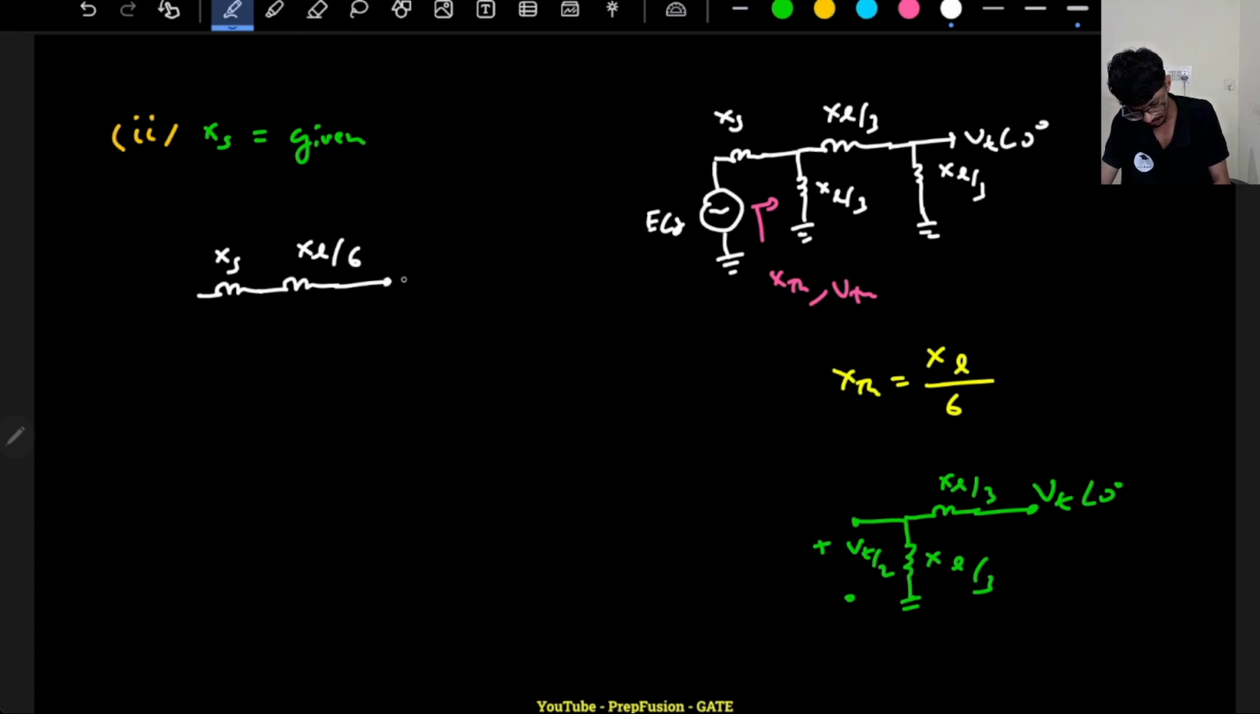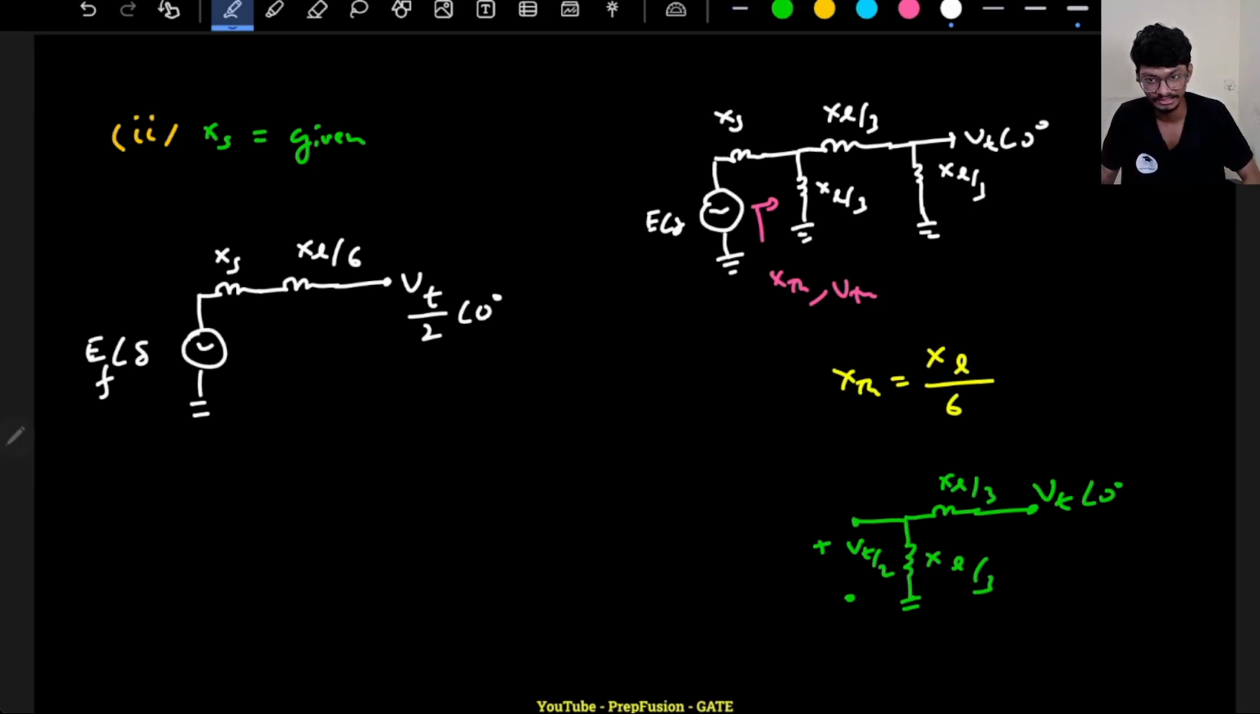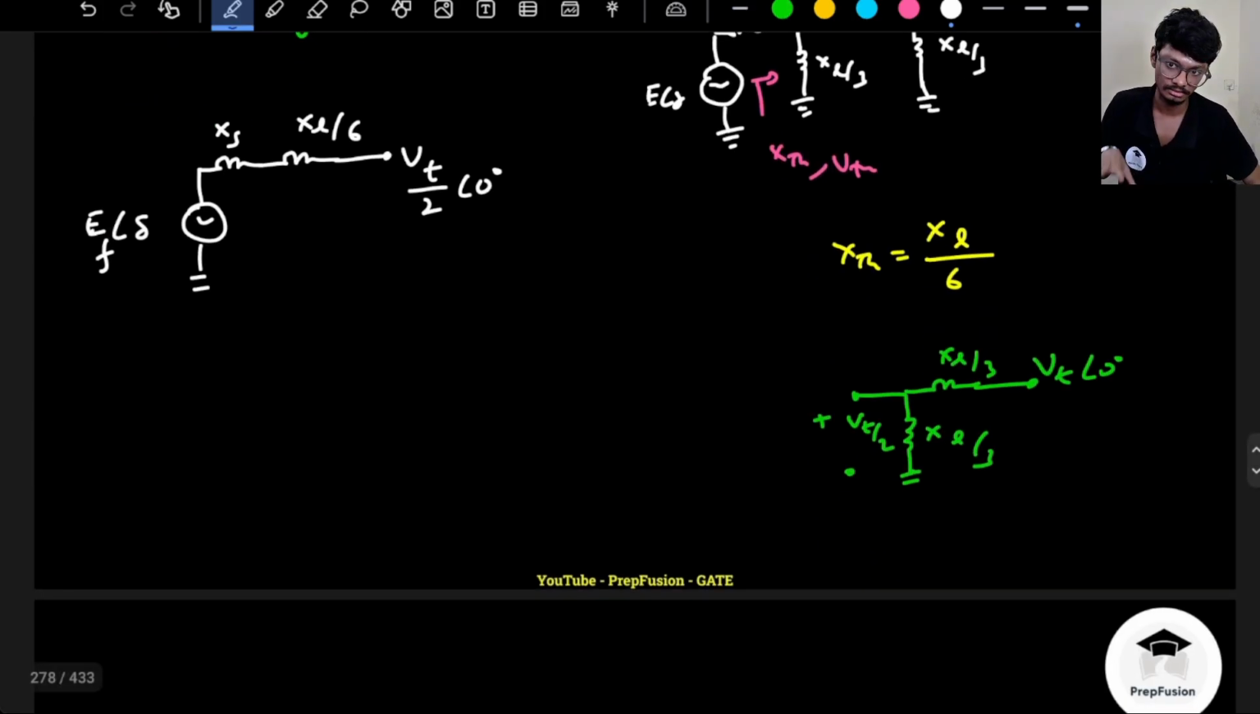And here I will have VTH, that is VT by 2 angle 0. And here I will have my E angle delta. Okay, so that's how you will solve. No, trust me, nobody will solve, nobody will explain this, nobody will take this question even. But I am expecting a question something similar to come like this.